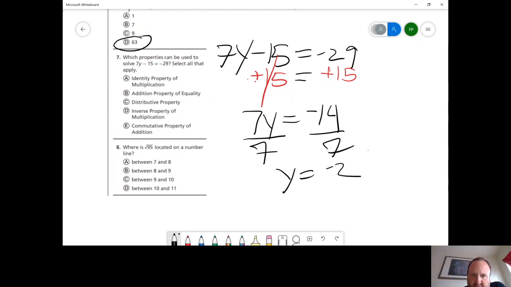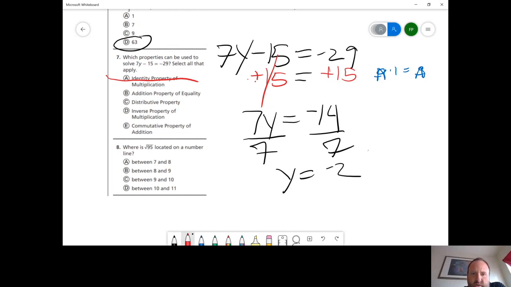Okay, so now we know all the steps we went through. Identity property of multiplication. Is that how we solved it? Well, the identity property of multiplication, I'm going to use blue, would be like a times 1 equals a. Anything times 1 is itself. And so at that point, we look at this problem. We never did anything like that, so we're going to strike that out. We did not use the identity property of multiplication.